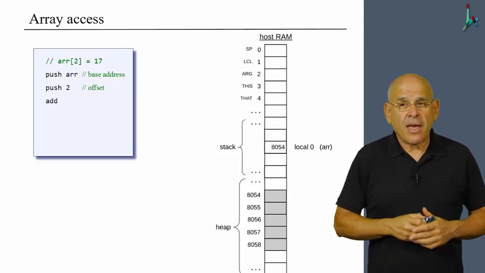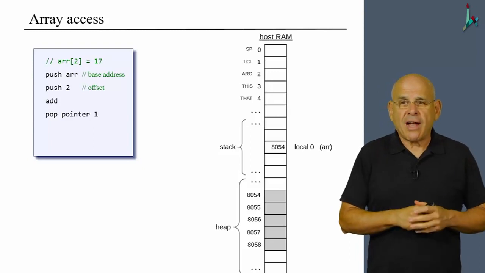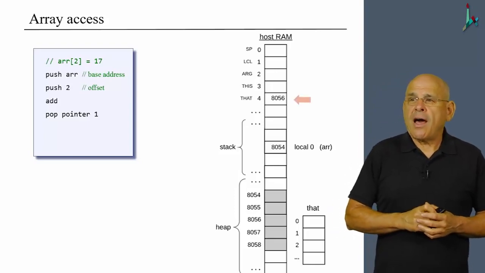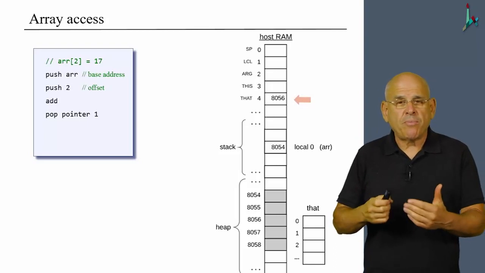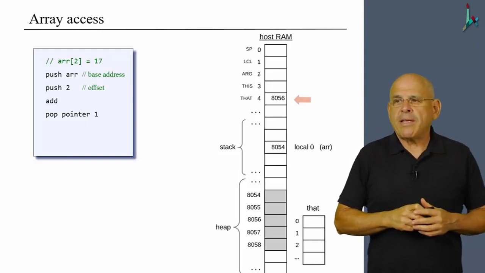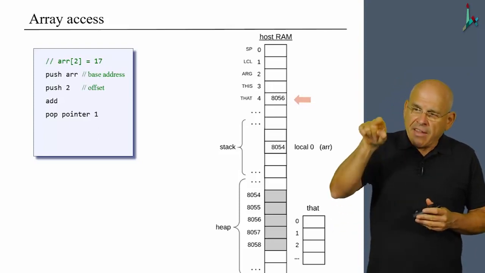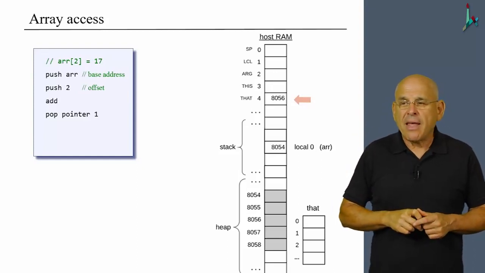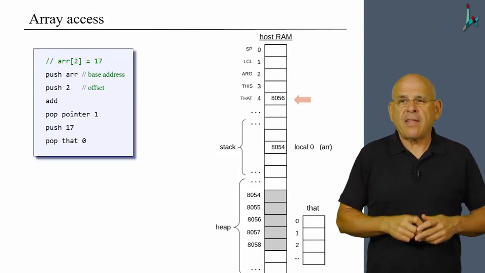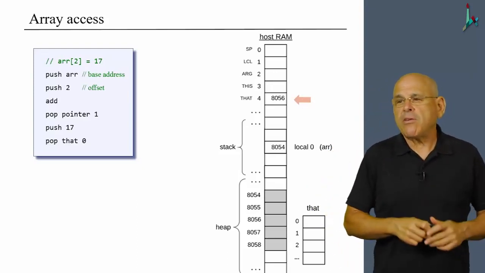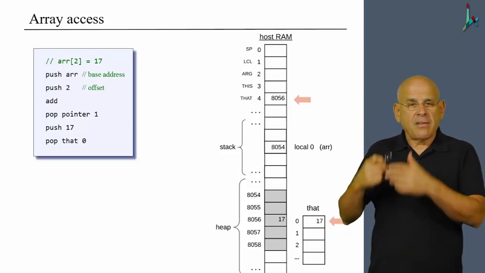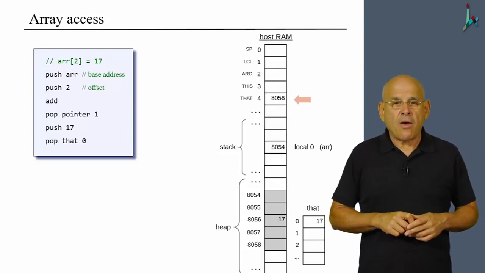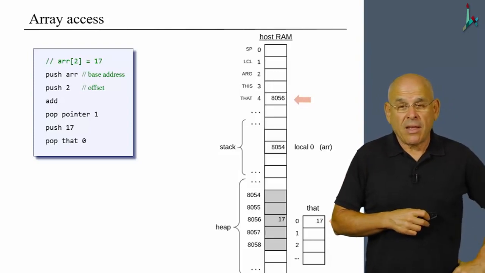We can add them up, and once we add them up, we store the result, or we pop the result onto pointer 1. Once we do this, the number 856, which happens to be the base address plus 2, will be stored in that pointer. That virtual segment will be aligned with the address that we want to manipulate. And at this stage, we can actually affect the assignment. We can push 17 and pop it onto that 0. As a result, the VM implementation will put the number 17 in that 0, as well as in the RAM in the respective address.